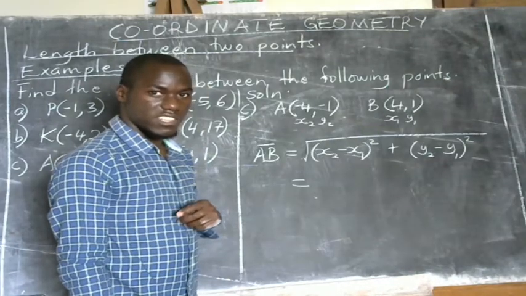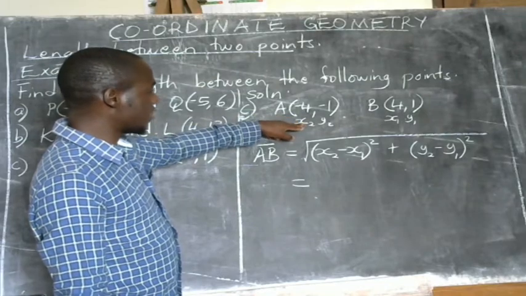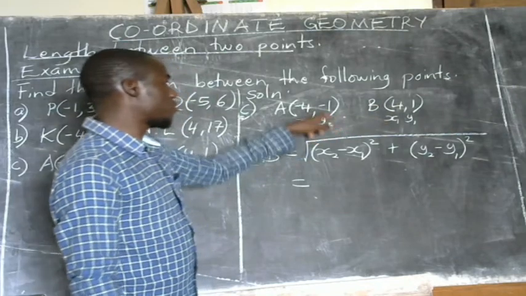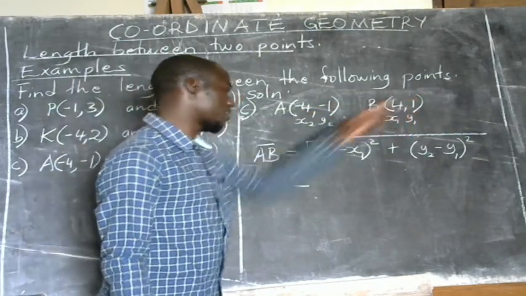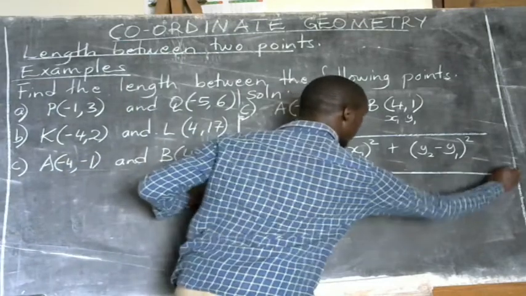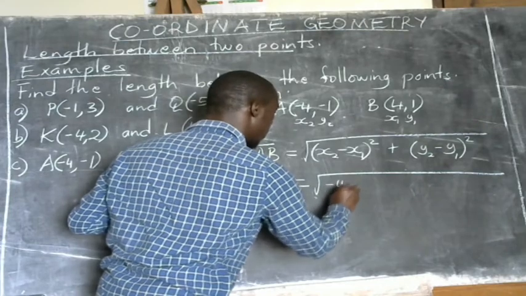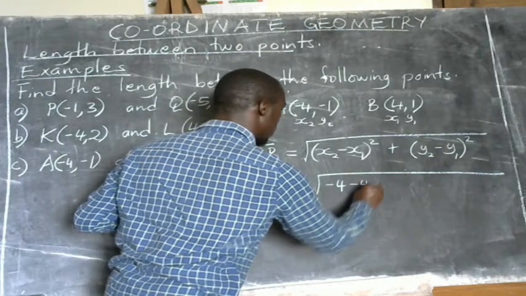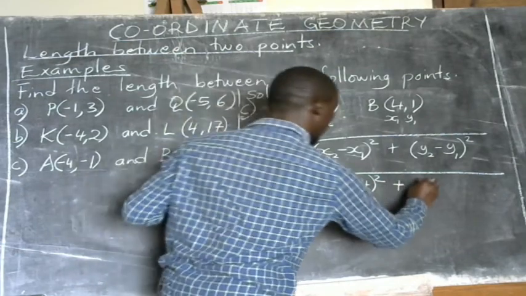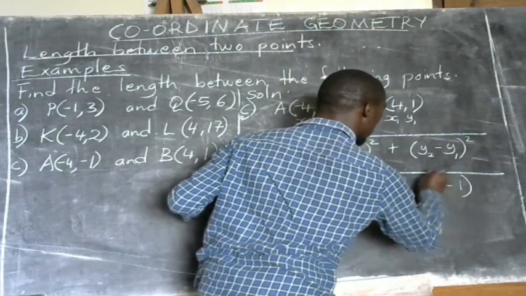So for part C there, I've now interchanged: my x2 is the negative 4, then x1 is the 4 on the other side, y2 is here, and then y1 is on the other side. So when I substitute in my formula, that is the square root of negative 4 minus 4 squared, plus negative 1 minus 1 squared.